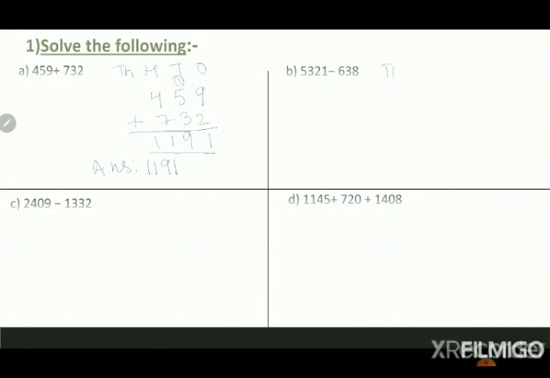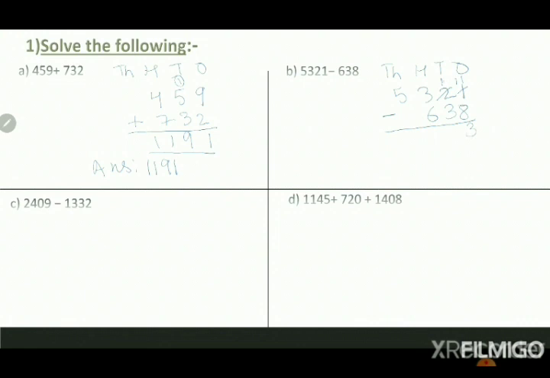Next one, arrange in column again. Okay, so it is given 5321 minus 638. So now minus means you are going to subtract it, isn't it? So let's start subtracting from the ones column. In the ones column, from 1 it is not possible to subtract 8, so it will borrow. So 2 will become 1 and this 1 will become 11. So 11 minus 8 is 3.